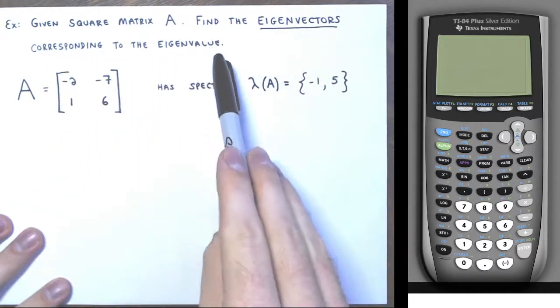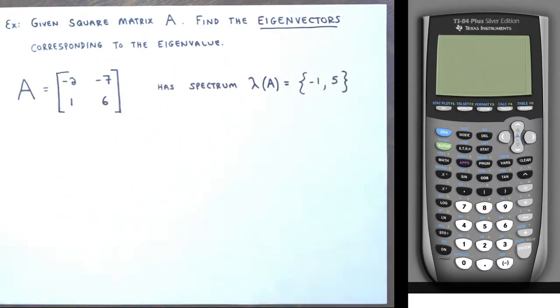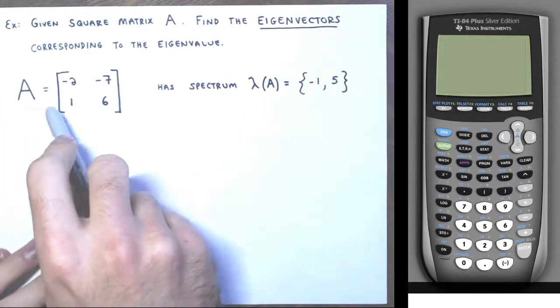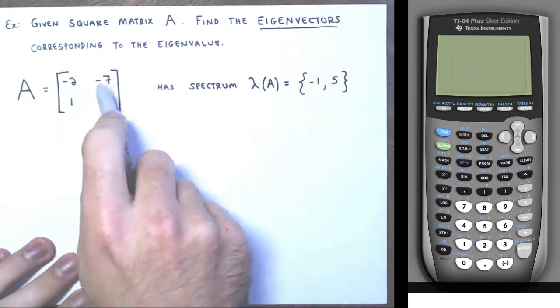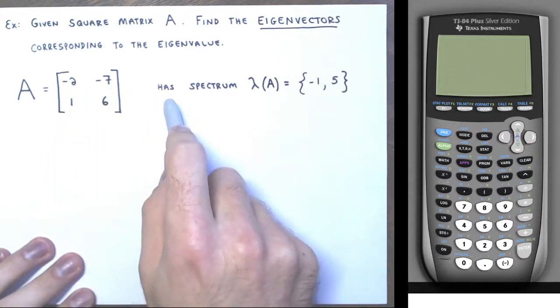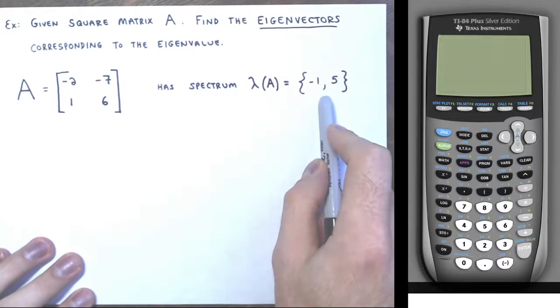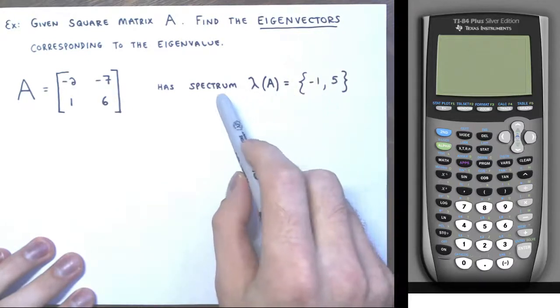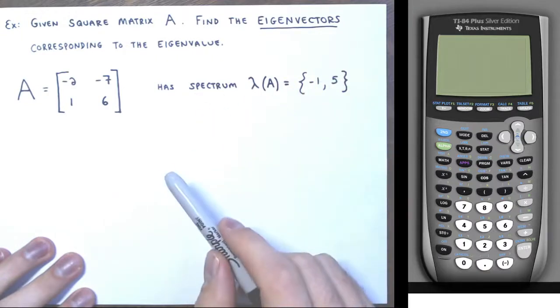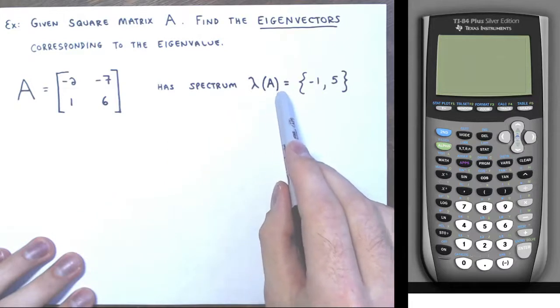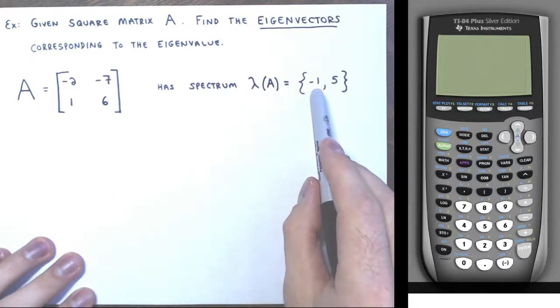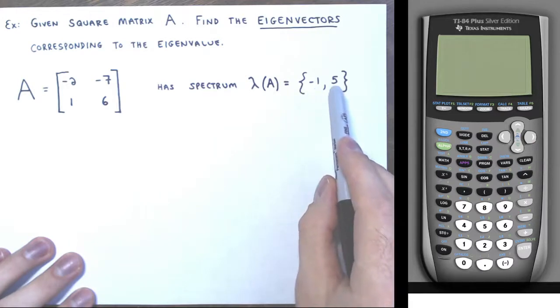to the eigenvalues, right? So here's a matrix A, 2 by 2, with columns -2, 1, -7, 6. And I've already verified this, right? You can check on your own, find the eigenvalues on your own if you want to verify this for yourself. This matrix has a spectrum, right? The spectrum of A is just a set with -1 and 5, so the eigenvalues of A are -1 and 5.